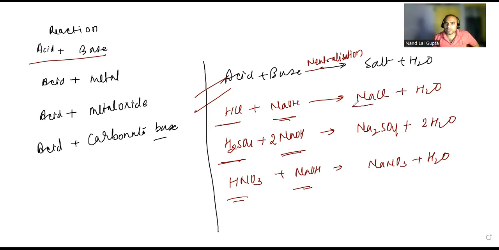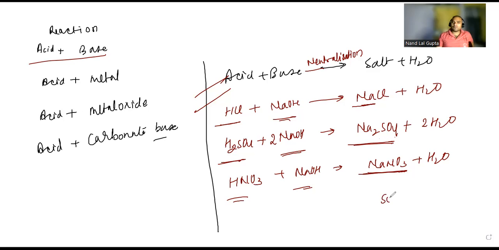This is sodium, same, and a non-metal is there, so this is going to be IDE. Sodium sulfate, ATE. Sodium nitrate, ATE. So the salt's negative part is going to be either ATE or IDE. So we need to memorize this one.